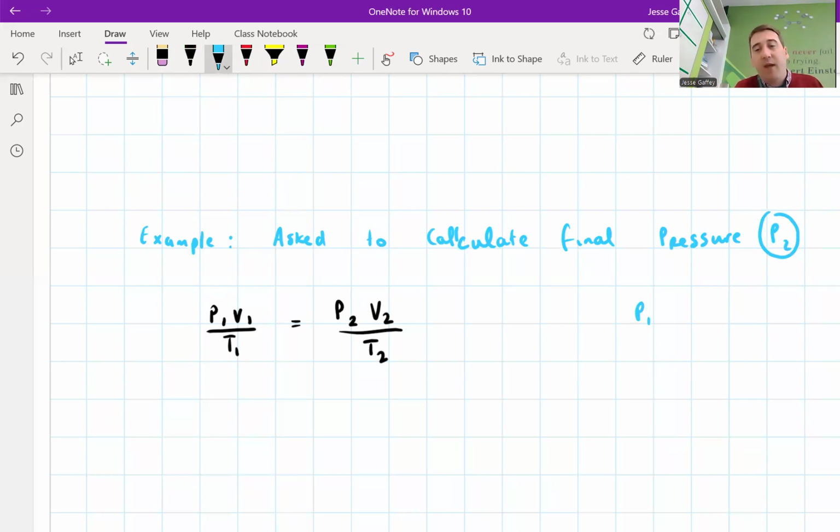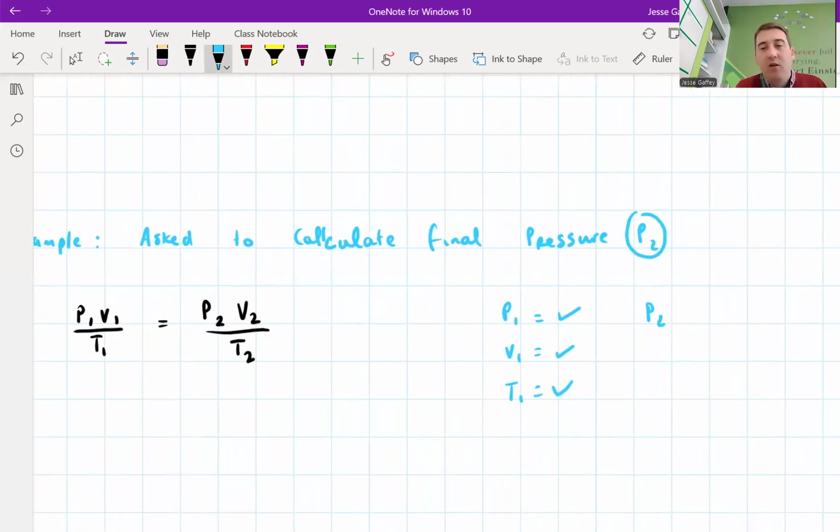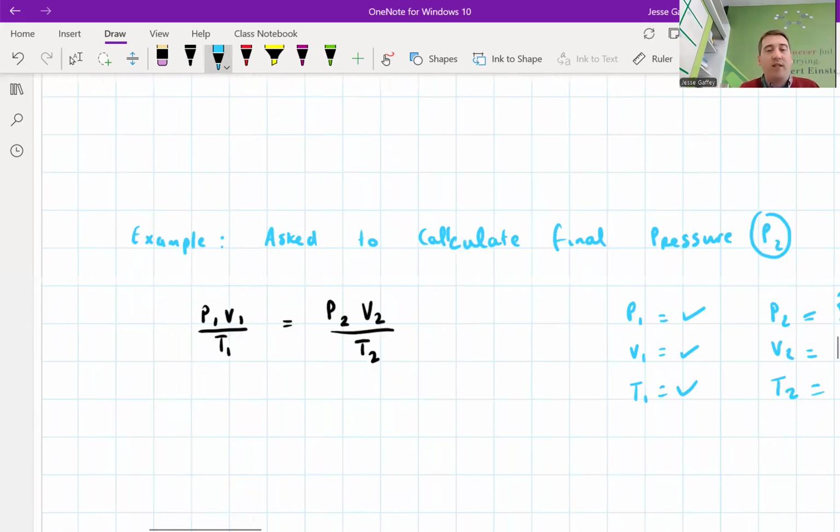Now, what we're saying here is that we've got P1, V1, and T1, and each of them is known. They're given to you. We've then got P2, V2, and T2, and V2 and T2 are given to you in the question. So how do we take this equation and rearrange it in order to solve for P2?